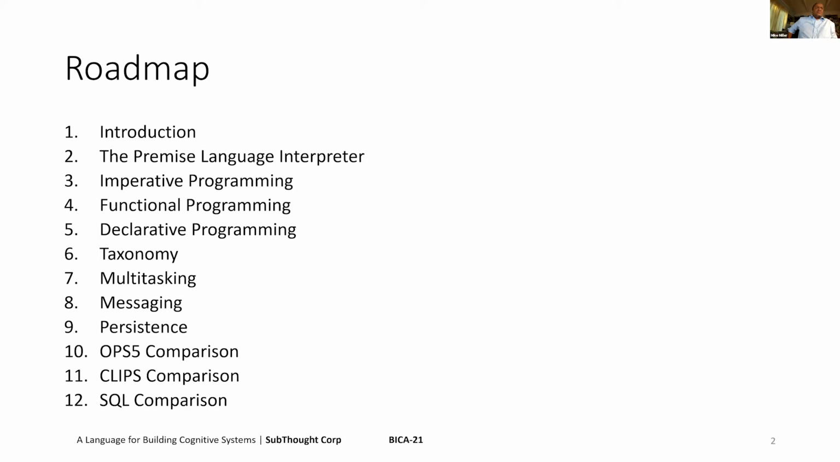We're going to take a look at the taxonomy, so all the different data types available in the language, and then show a multitasking example, a messaging example, and a persistence example. And then compare the language to OPS5, CLIPS, and SQL.